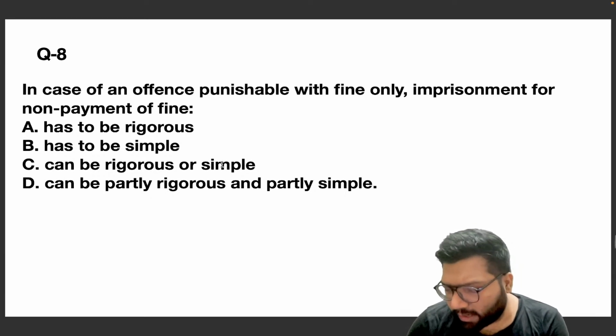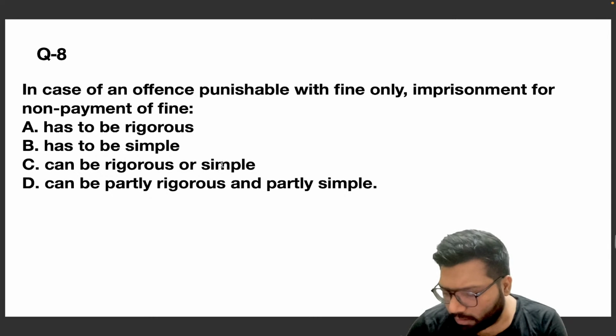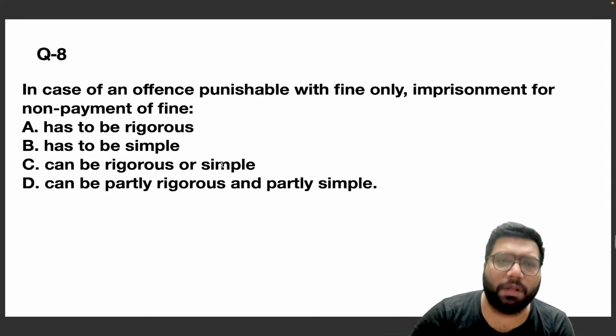Starting from Tariq Khan, everyone has answered correctly. B, B, B. Mohit, you have answered C. No, Mohit, the correct answer here is B. So it needs to be simple only.